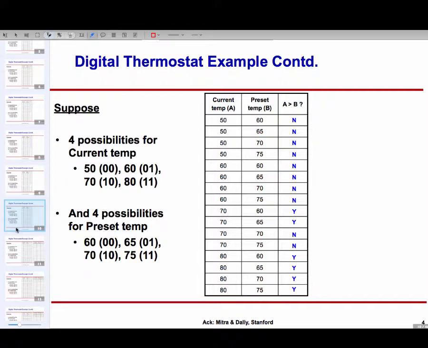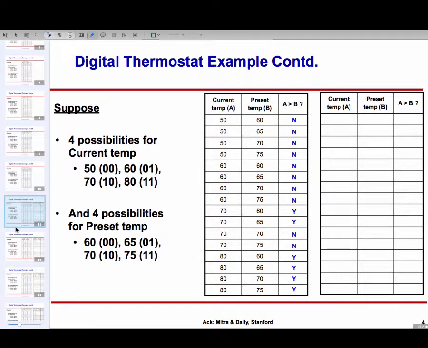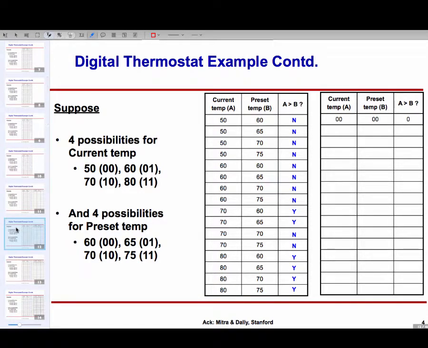Now what we can do is take this and map it to our binary signals. I can create another table where this time, instead of thinking in terms of 50 degrees, 60 degrees, and so on, I'm going to map things into binary logic. So recall 50 was 0, 0, and 60 was also 0, 0, for this signal. So I have a row saying 0, 0, 0, 0, and then A greater than B is no. And like I said, very commonly, no or false is represented using 0. So I have an output of 0 here.